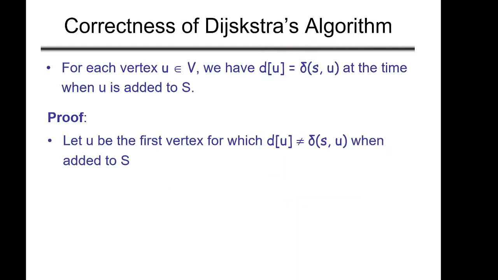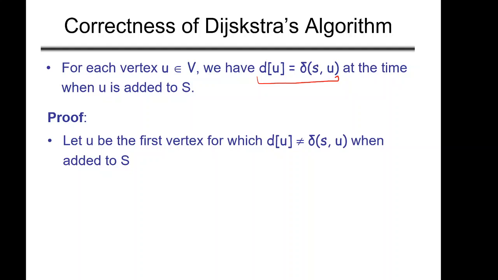Now let's prove the correctness of Dijkstra's algorithm. If you remember, there is a loop invariant in Dijkstra which says that whenever we pick any vertex and put it into set S, we are done with that vertex. It means we have already found the minimum shortest path weight for that particular vertex. It means that if we are putting u into set S, the value of d of u becomes equal to the shortest path weight from S to u.